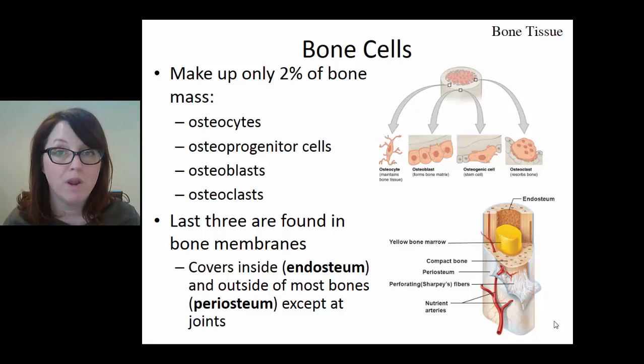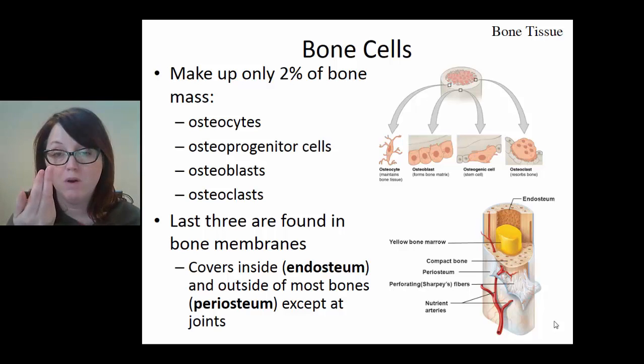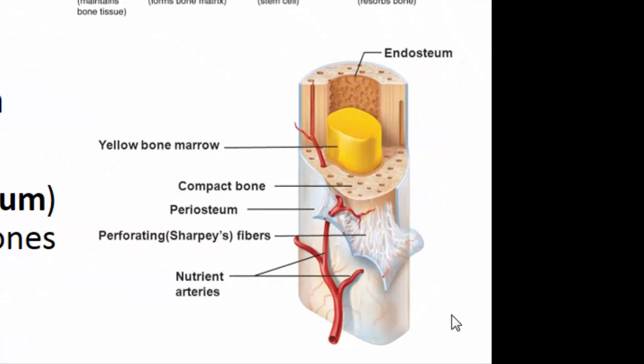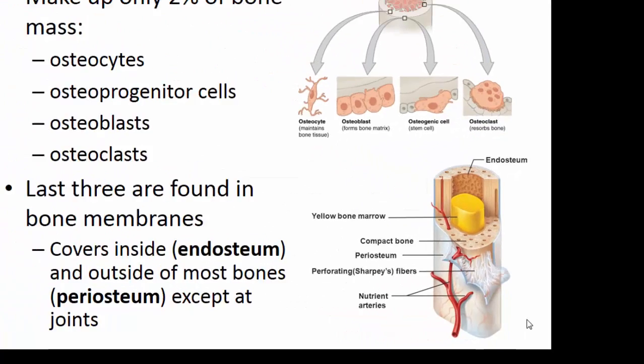So membranes are sheet-like structures, and we have these sheet-like structures on the outside of our bone and on the inside of our bone. So the membrane on the outside of the bone is called the periosteum, and the membrane that lines the inside of our bone spaces is called the endosteum. And both of these have connective tissue to them, but they also contain these other bone cells too.